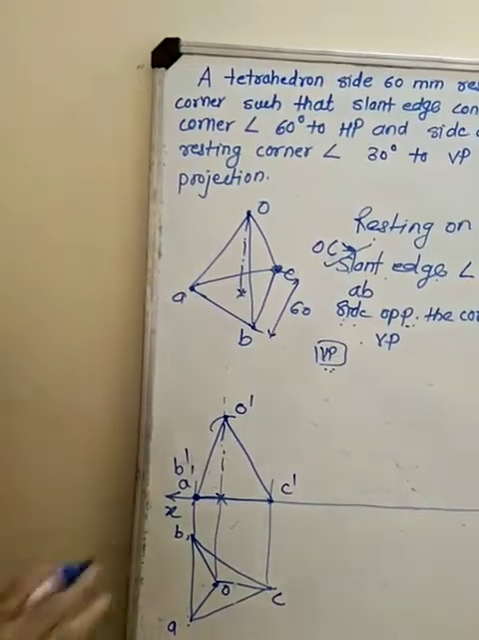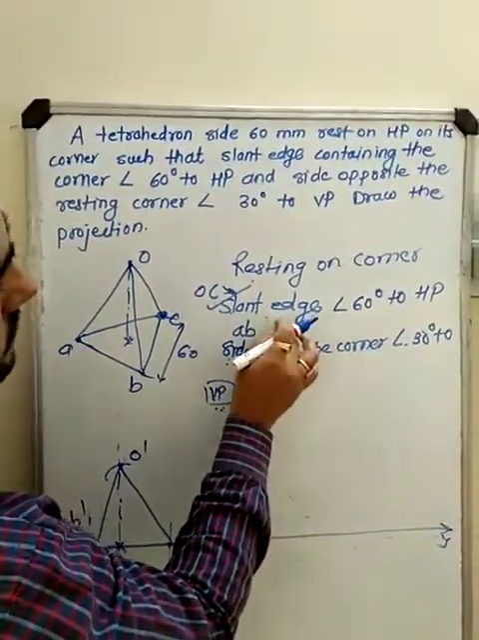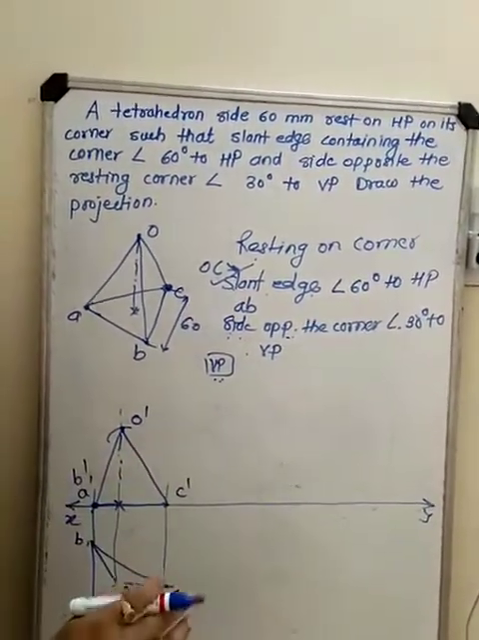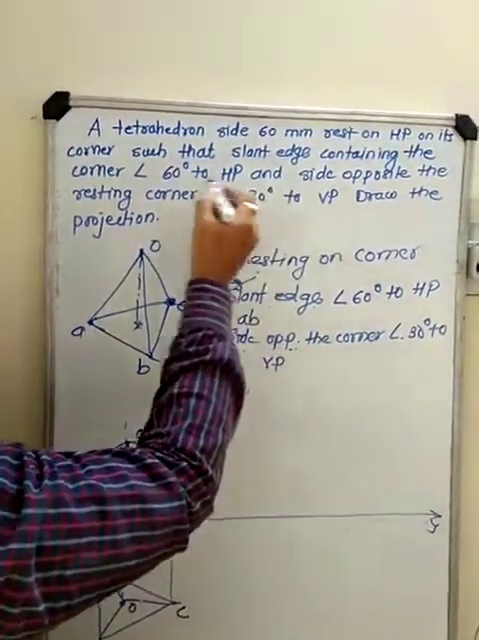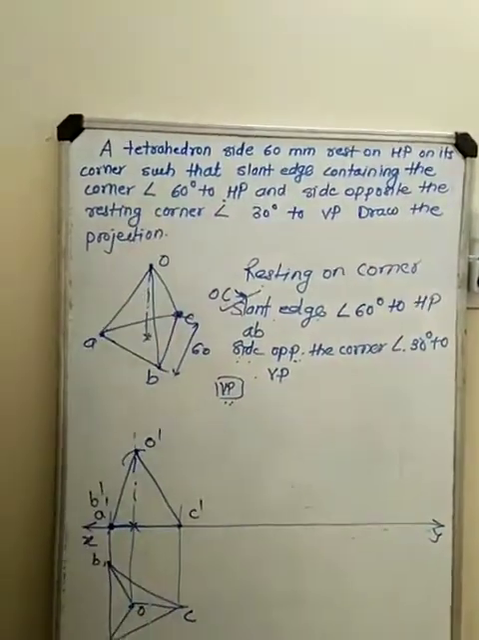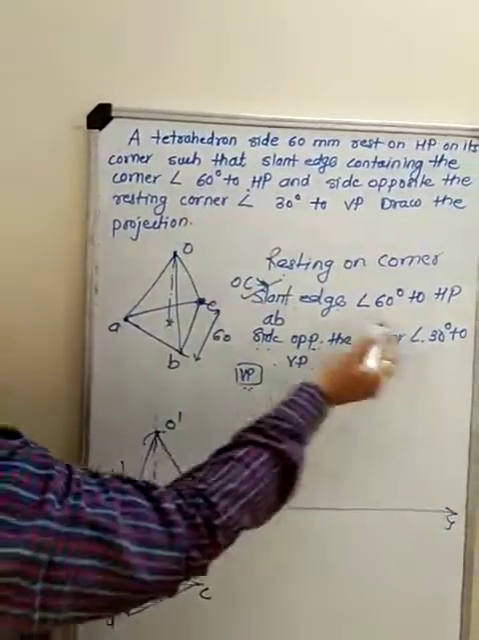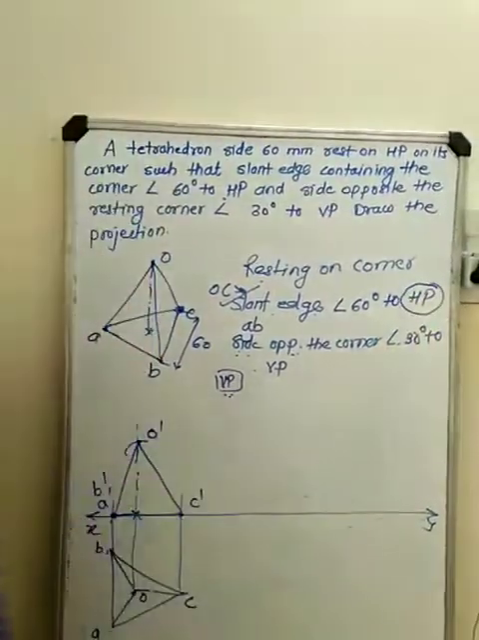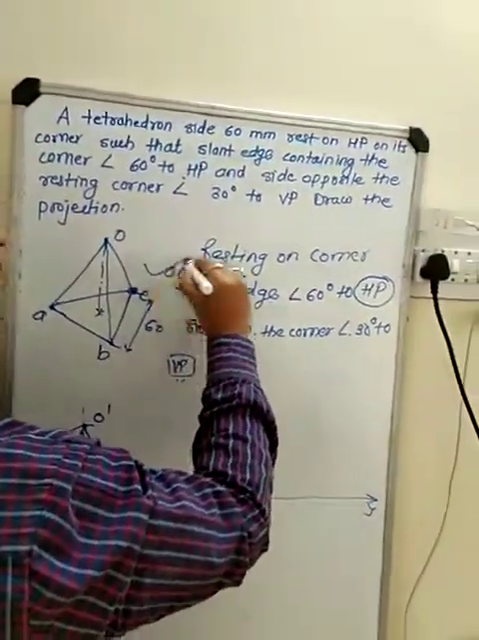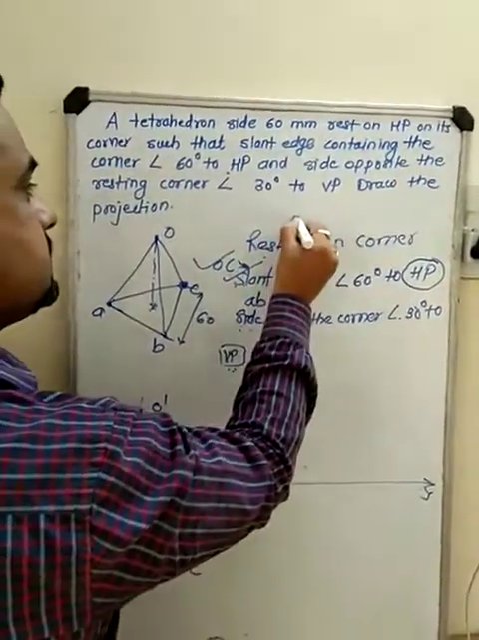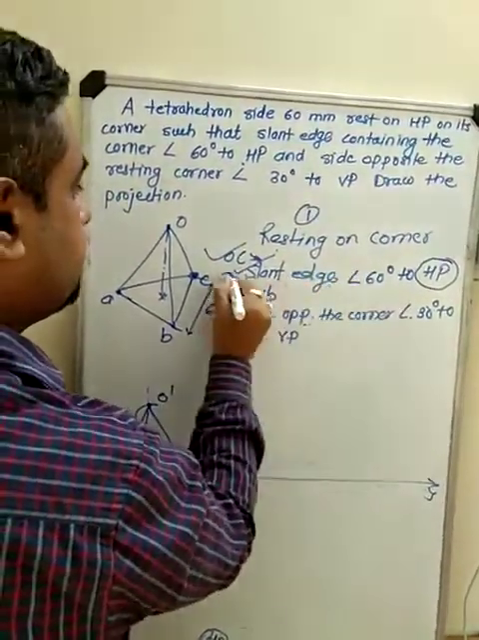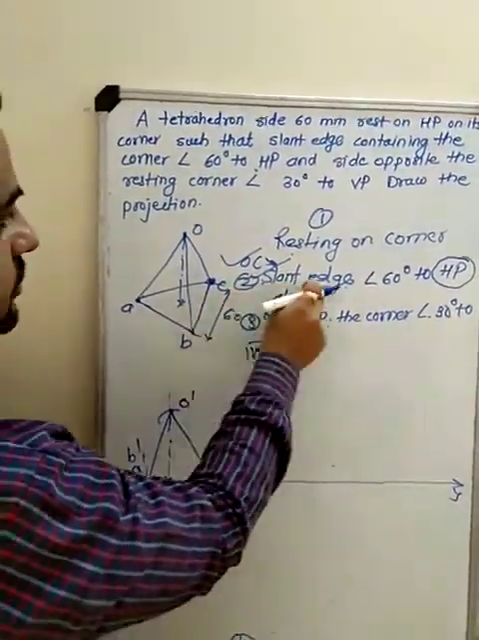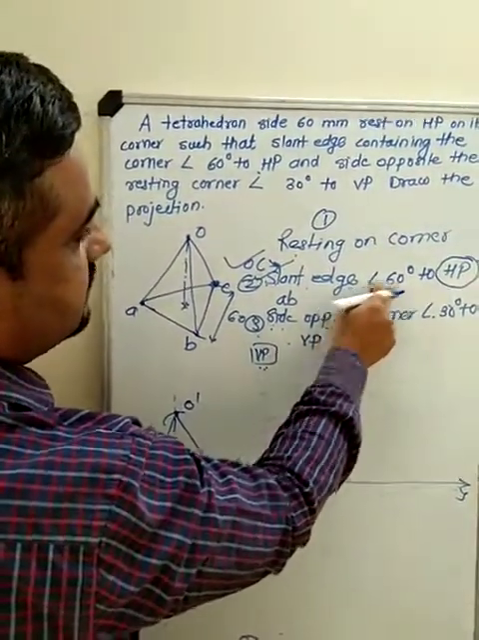Okay. Now, first, which condition you will have to satisfy in the second step. Always remember that as the solid is resting on HP, you will have to take the inclination of HP first. That means you will have to satisfy this condition first, in the second step. This is the first step, then the second step and third step. In the third step, you will have to satisfy this condition. So first of all, make the inclination of the slant edge 60 degrees with HP.